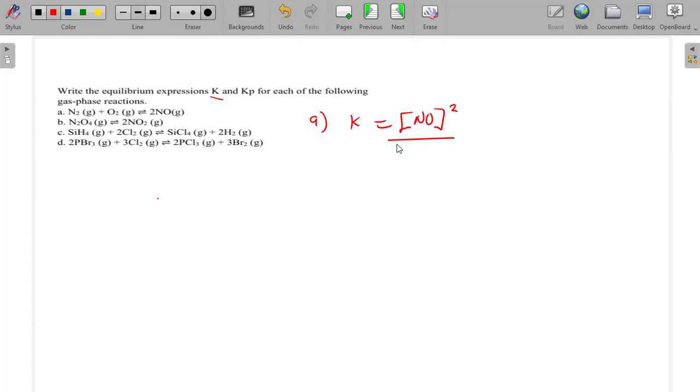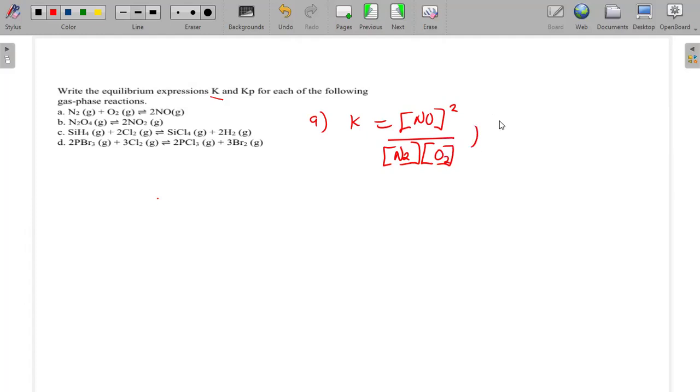So we have the concentration of N2. The coefficient is 1, so we are not going to power it with anything, multiplied by the concentration of oxygen. Also, the coefficient is 1, so we are not going to power it to anything. So that's the K expression.